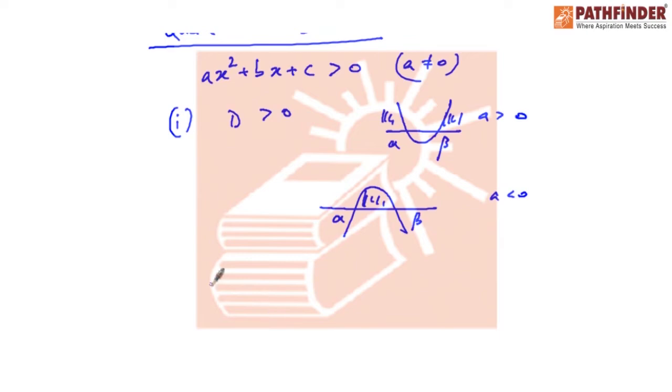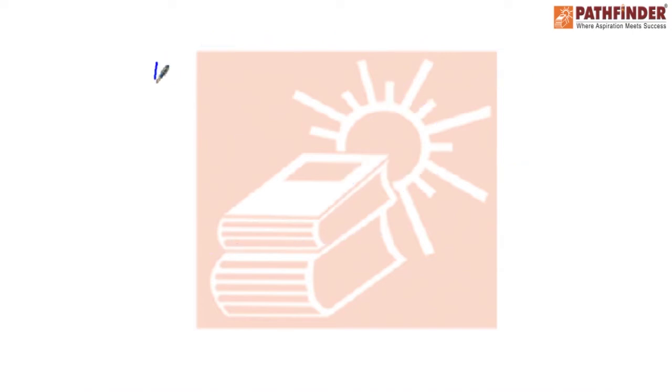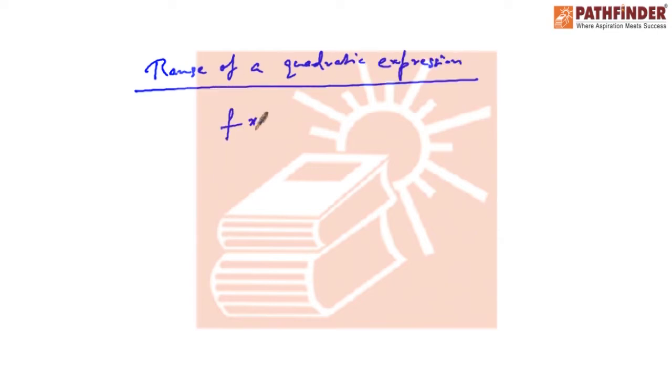Also, we can use the concept of method of intervals or wavy curve method in case of complicated inequalities involving different polynomials of higher degrees. Now, of course, we can also talk about the range of a quadratic expression, the range of a quadratic expression. Let us say f(x) is given by ax square plus bx plus c. Now of course from the graph itself you will be able to identify the ranges.